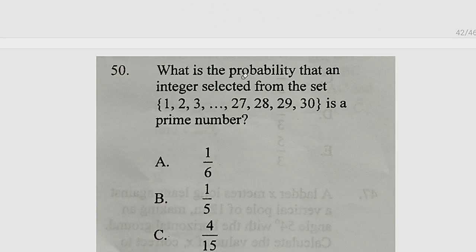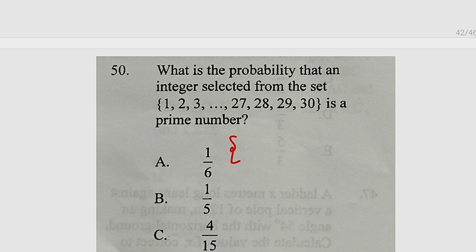Question number 50, we are asked to find the probability that an integer selected from the set of numbers here, 1 to 30, is a prime number. Okay, you know that probability is what? The expected outcome divided by the sample space, or the total number of items you have. So we have to first of all find the set of prime numbers among the set of numbers. A prime number is a number that has only two factors, 1 and itself, meaning the number can only be divided by 1 and itself. You know, it is greater than 1.